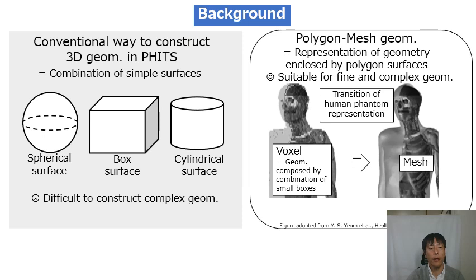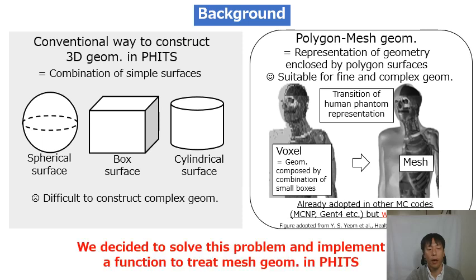In fact, there is a trend. Human phantom representation is shifting to mesh representation from the conventional voxel representation. The polygon mesh geometry is already adopted in other Monte Carlo simulation codes, such as MCNP and Geant4, although there is a remaining computational problem. Therefore, we decided to solve this problem and implement a function to treat mesh geometry in PHITS.